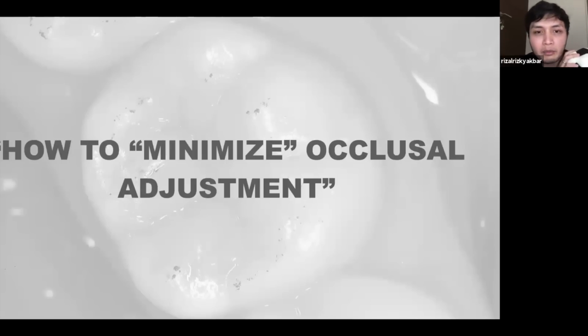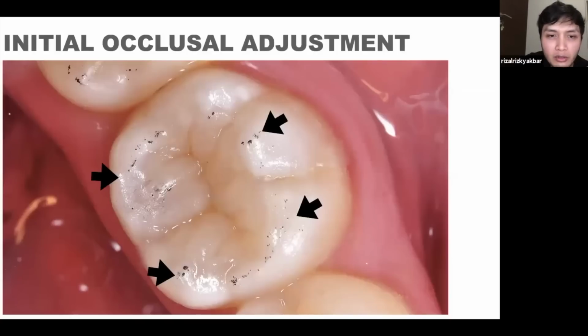How to minimize it? Make sure that you know the characterization of the tooth that you want to restore. Check the occlusion first. If you see that your patient is of old age, let's say above 50 or 60 years old, make sure that you avoid creating such a muscular anatomy. Otherwise, it will lead to high points.